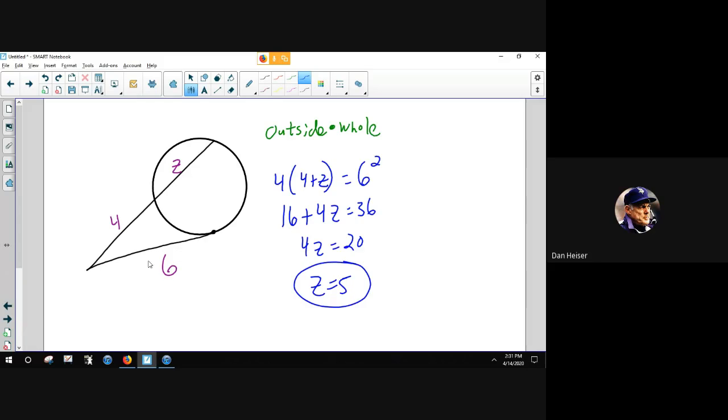Outside times whole, again, they're both the same. Outside times the whole, outside, and then the whole is 4 plus the outside plus the inside to get the whole. And there you have it.